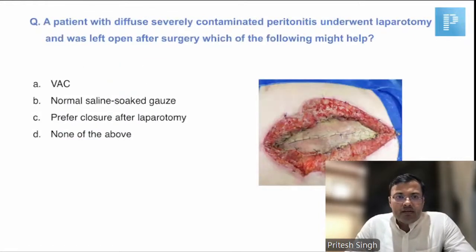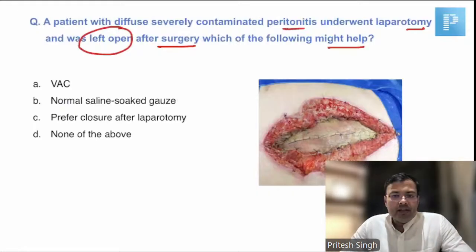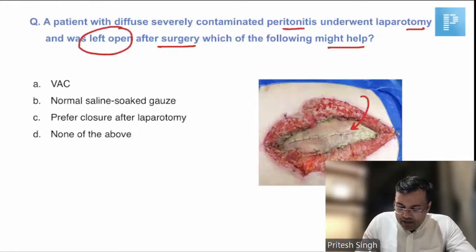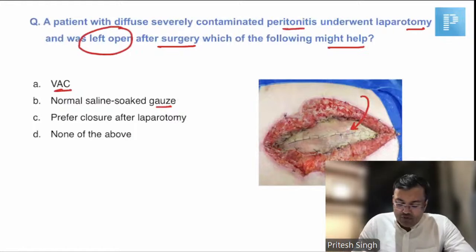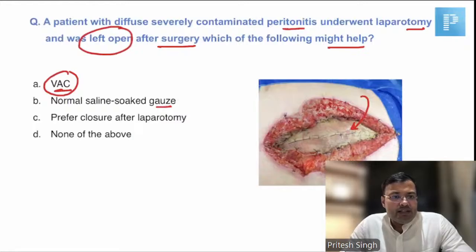A patient with diffuse severely contaminated peritonitis underwent laparotomy and was left open after surgery. Which of the following might help? You can see here, most probably a mesh or Bogota bag has been applied. So in this case, which of the following is going to help? Vacuum assisted closure, normal saline soaked gauze, primary closure after laparotomy, none of the above. So in this case, guys, we can go for vacuum assisted closure. Clear?